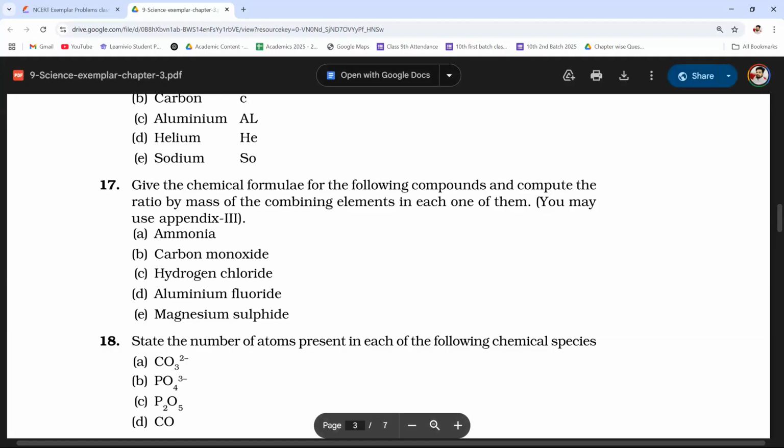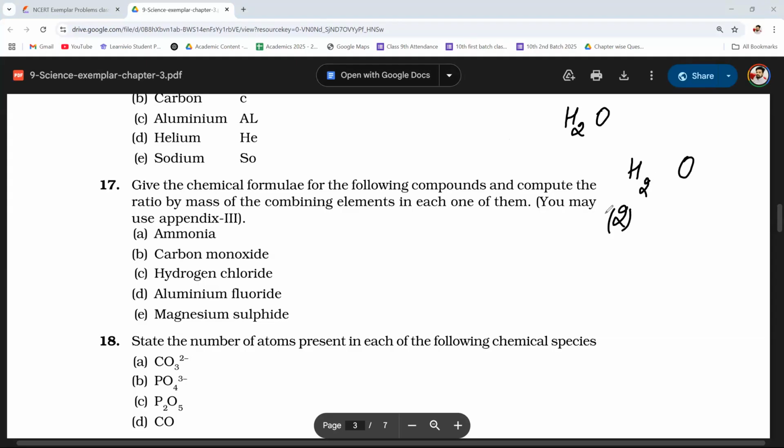And compute the ratio of the mass of their combining elements. For example, how will you calculate the ratio of the combining mass? Let me explain. If you want to calculate the mass ratio of hydrogen and oxygen, you have to write that there are two hydrogen atoms present here. One hydrogen atom has mass 1, and oxygen's total mass is 16.